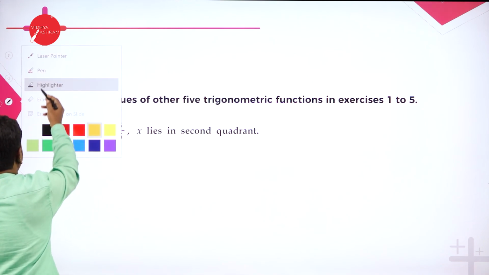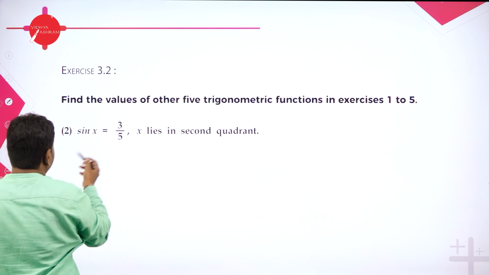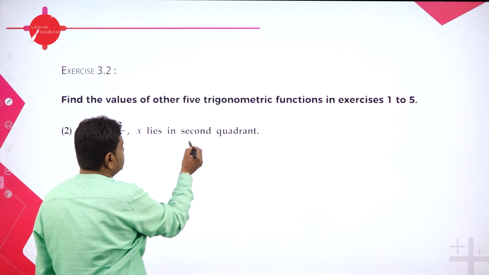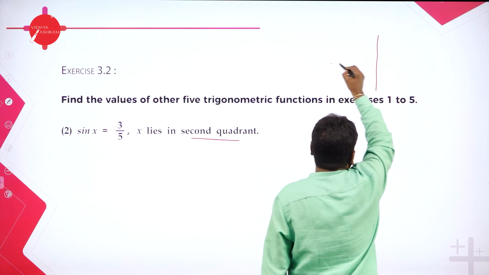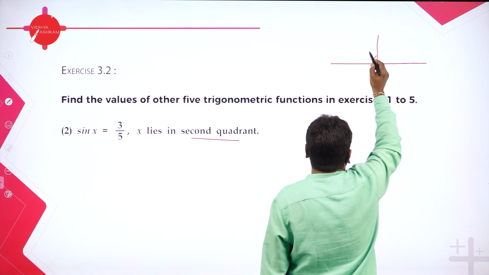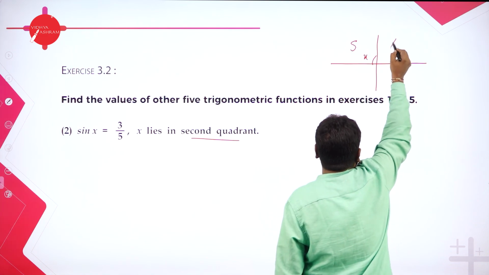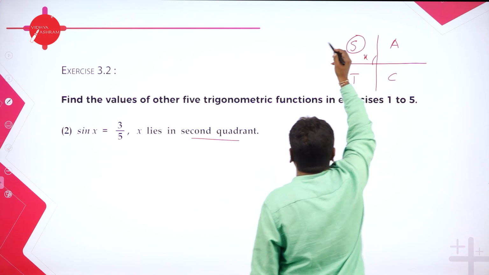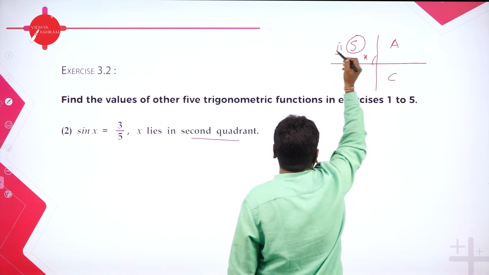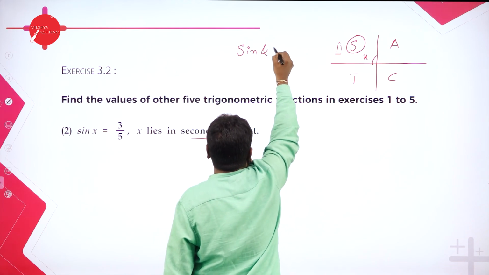The next question. Sin x is 3 by 5, and x lies in the second quadrant. So your x is in this quadrant. In the second quadrant, the alphabet is S, from A, S, T, C. S means sine and cosecant are positive.